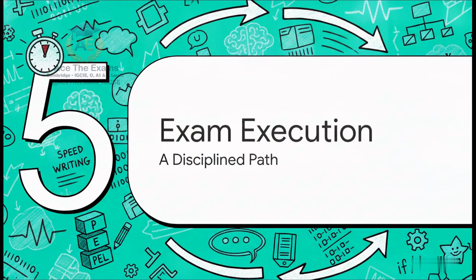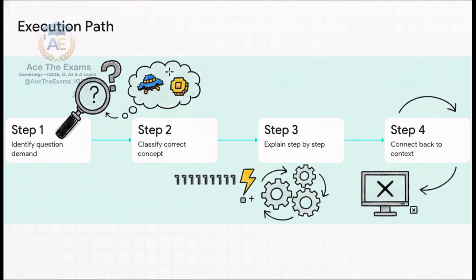Section 5, the exam execution framework. Let's bring everything we've learned together into an actionable, highly disciplined system for the exam hall. This is your ultimate extraction system. This 4-step structure produces dramatically clearer, higher-scoring answers than simply writing facts in a random order or jumping backwards and forwards.